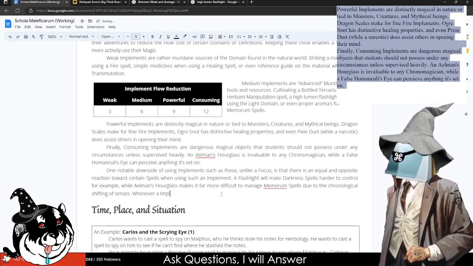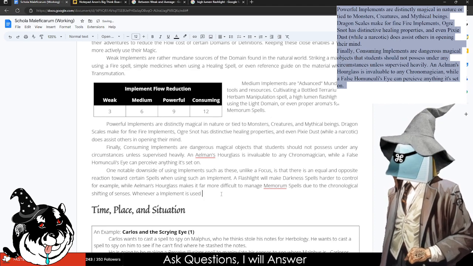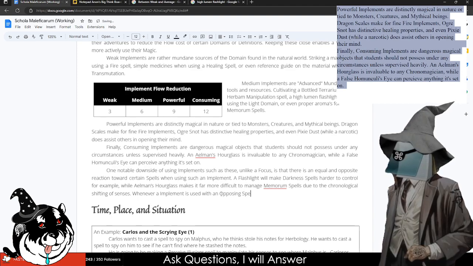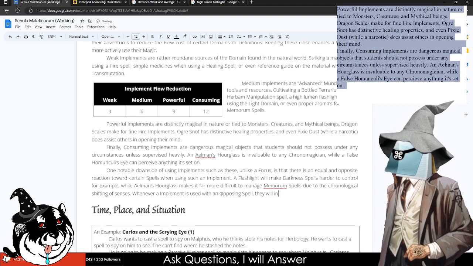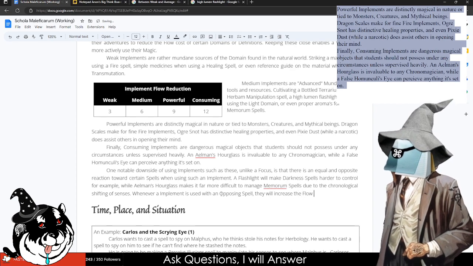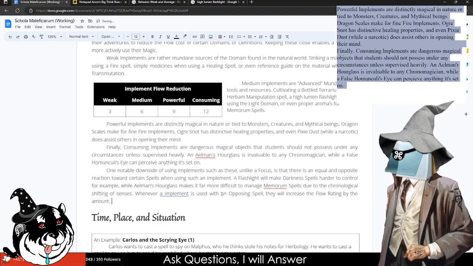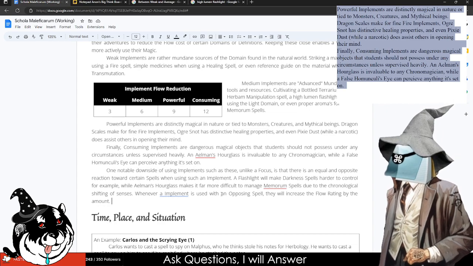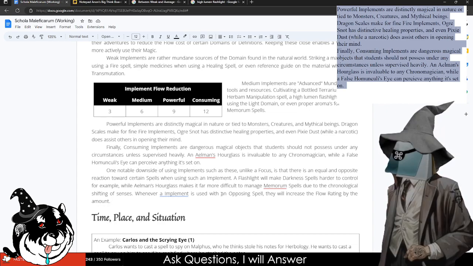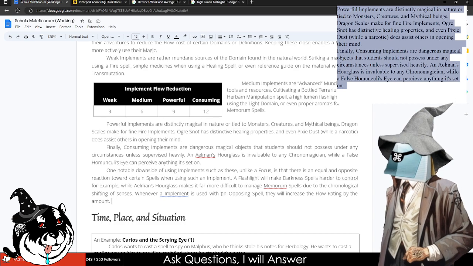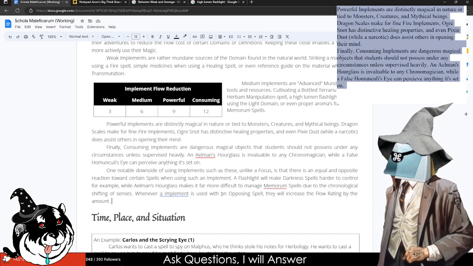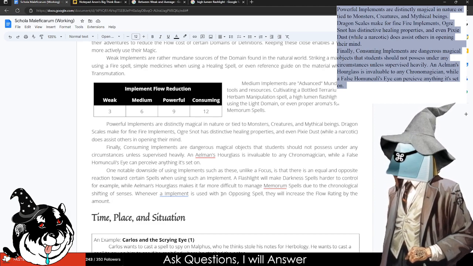Whenever an implement is used with an opposing spell, it will increase the flow rating by the amount. Pretty much, if you have a flashlight on and you want to cast a darkness spell, it ain't gonna go very well, because you are holding a light. However, click the light off, and suddenly it's a hell of a lot easier.